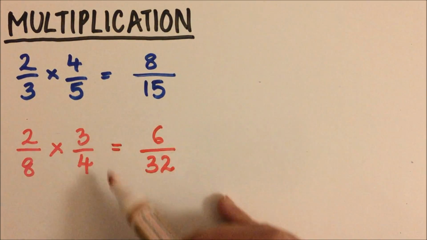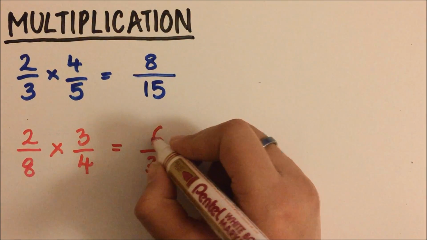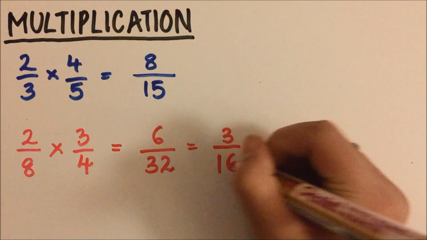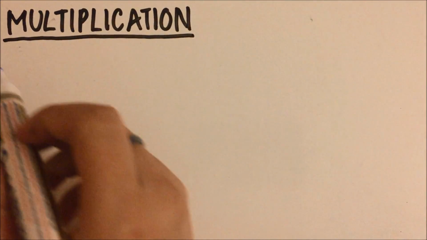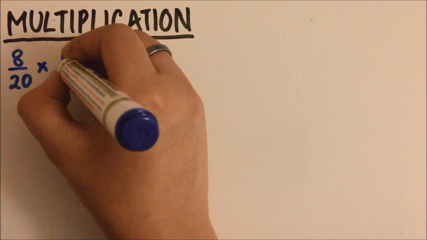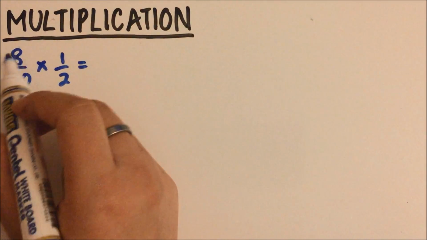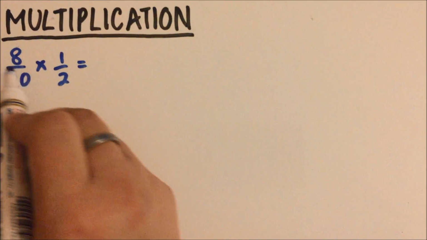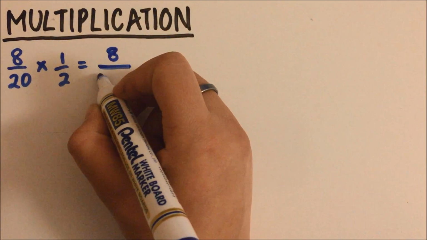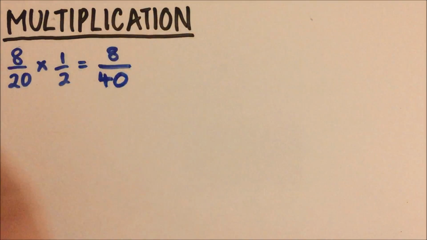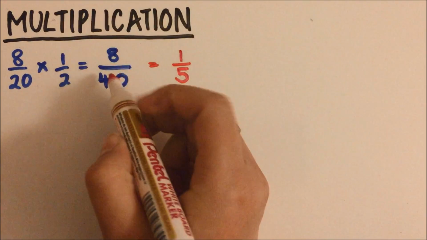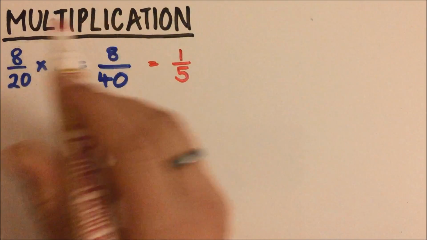This can cancel down to 3 over 16. When you're multiplying two fractions together and the two fractions are quite small, so anything like 2 over 20 times a half, you can just multiply the top two numbers together and multiply the bottom two numbers together and then simplify it. So 8 over 40 will simplify to a fifth. That's very simple. 8 and 40, very easy to simplify.